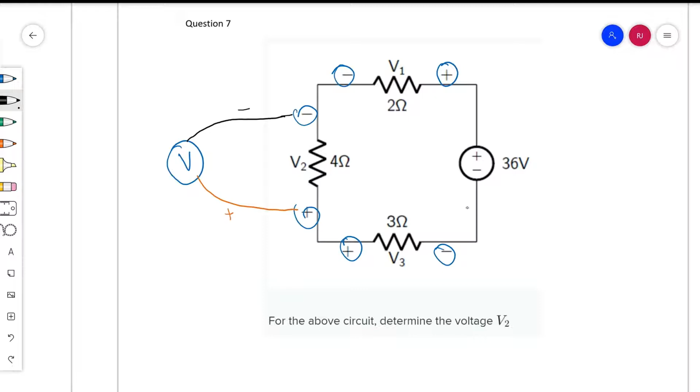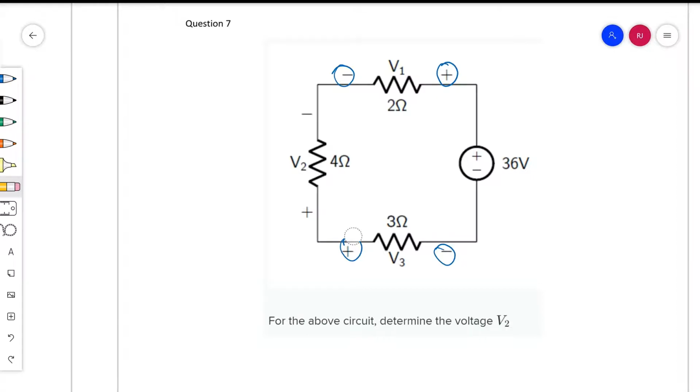All it means when someone labels the polarities across an element is that when you measure it, you take the positive lead and hook it up to the plus side, and the negative lead and hook it up to the negative side. So for now, I'm going to ignore all of the polarities that they've labeled in this question, and I'm going to solve it. And then after I solve it, I'll finish up and give them their answer.